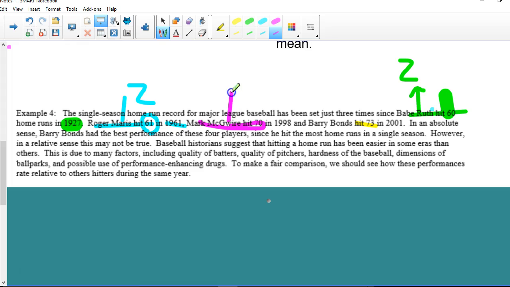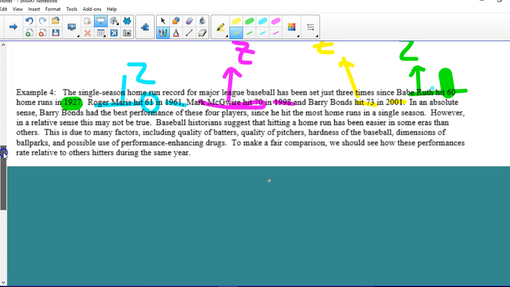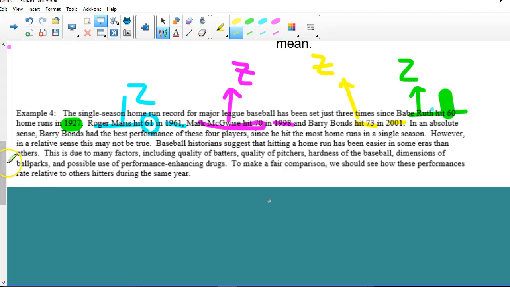Next, you would do it for Mark McGwire. His observation is 70. You would need the mean of home runs in 1998 and a standard deviation of home runs in 1998. You'd find Mark McGwire's z-score. And then finally for Barry Bonds, you would need the mean of 2001 home runs, the standard deviation of 2001 home runs, and you have the observation. So you would find the z-score. You would find 4 z-scores, which is standardizing it, and you would compare which one is furthest from 0, meaning which one is the furthest from the average or the mean.